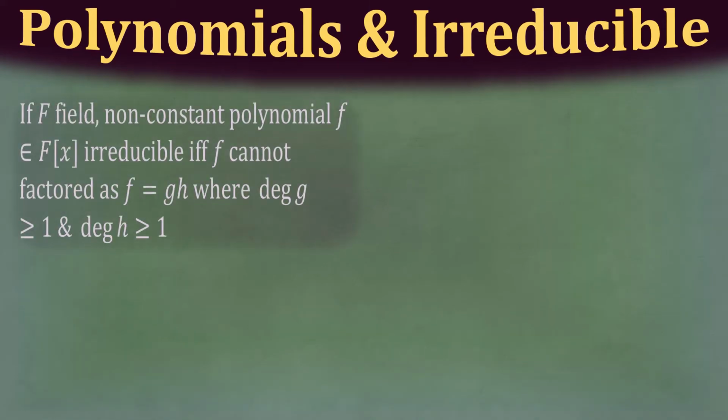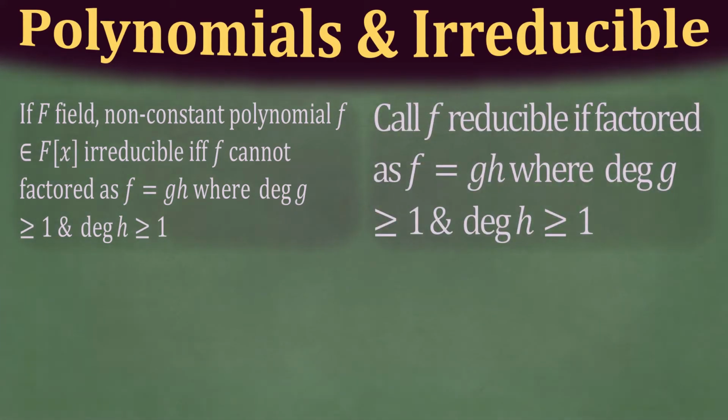If F is a field, a non-constant polynomial f in F[x] is irreducible if and only if f cannot be factored as f = g times h, where the degree of g is greater than or equal to 1 and the degree of h is greater than or equal to 1. We call f reducible if it can be factored as f = gh, where the degree of g is greater than or equal to 1 and the degree of h is greater than or equal to 1.